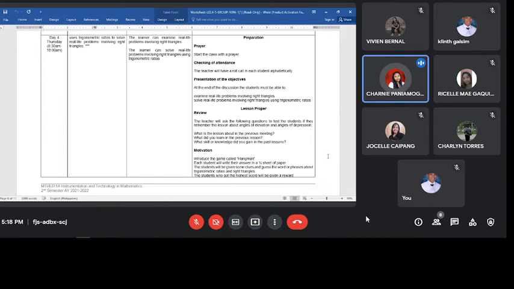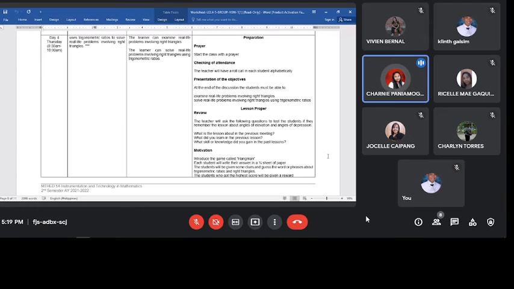For the preparation, the teacher will start the class with a prayer, and then have a roll call of each student alphabetically, then present the objectives. The objectives are: examine real-life problems involving right triangles, and solve real-life problems involving right triangles using trigonometric ratios.